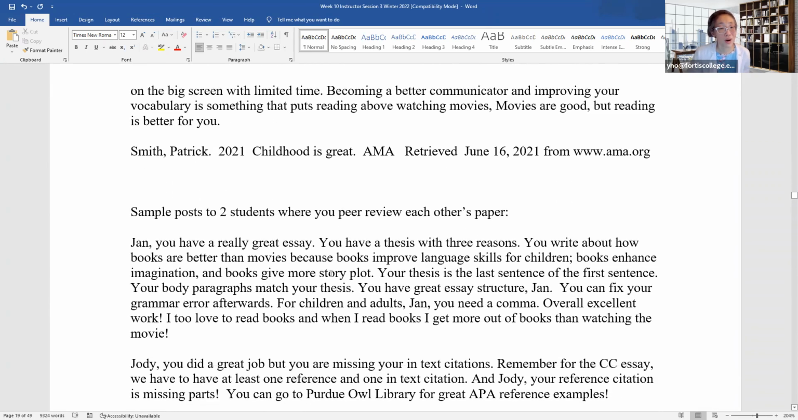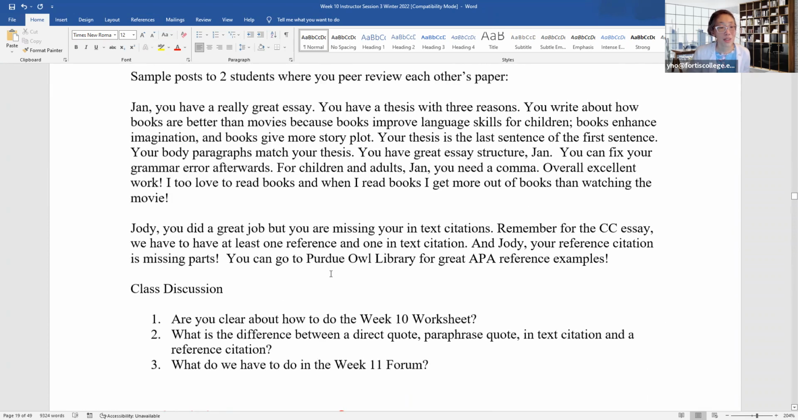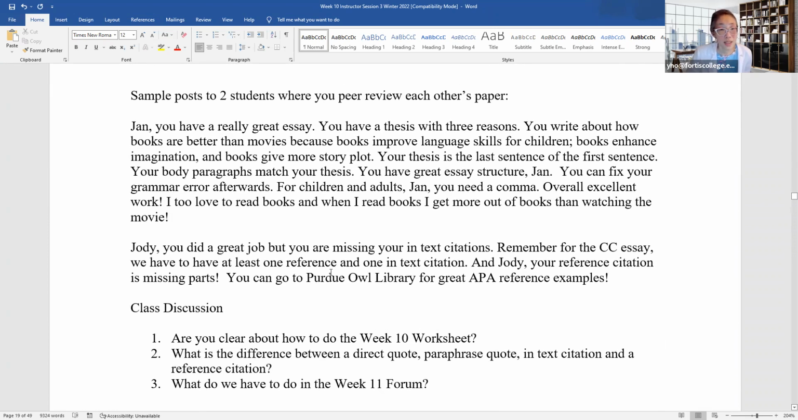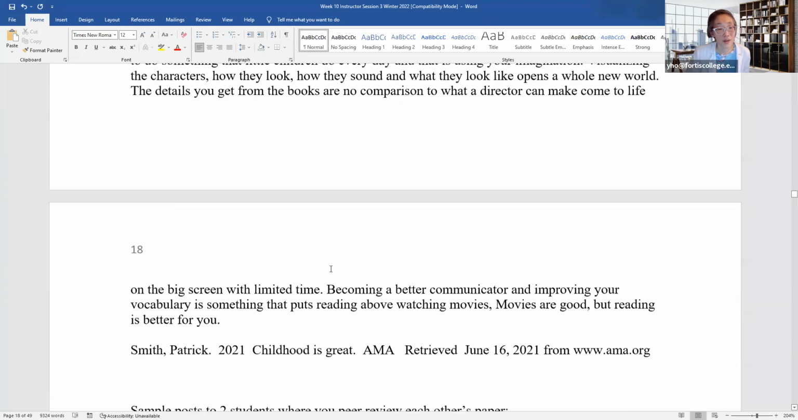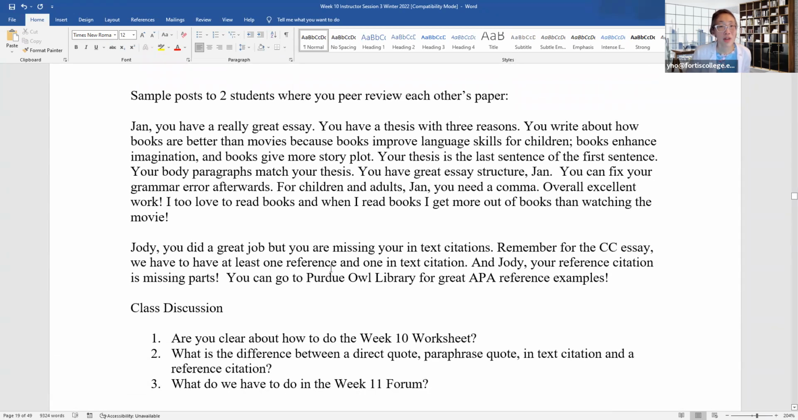gotten some points off. Then when you write your sample up to Sunday, you gotta post, this is due on Wednesday of week 11, and then when you post it to students, that's due on Sunday. And so here you have, Jan, a really great essay. You have a thesis with three reasons. You write about how books are better than movies because books improve language skills for children. You have great essay structure, Jan, but you need to fix your grammar errors.